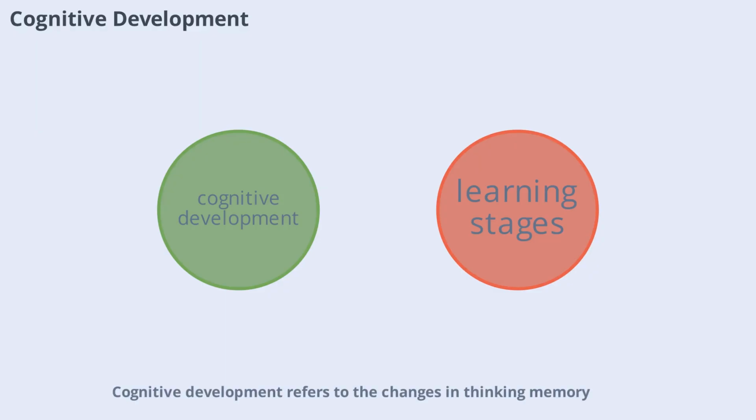Cognitive development refers to the changes in thinking, memory, and problem-solving abilities over time. Theories by Piaget and Vygotsky highlight how children construct knowledge through interaction and experience. Understanding cognitive development helps educators design age-appropriate lessons and support learners at different stages. By aligning instruction with developmental needs, teachers can foster growth and success.